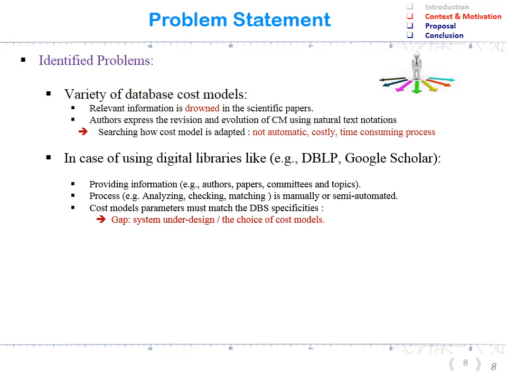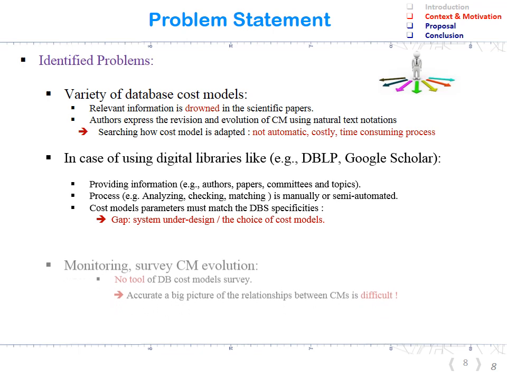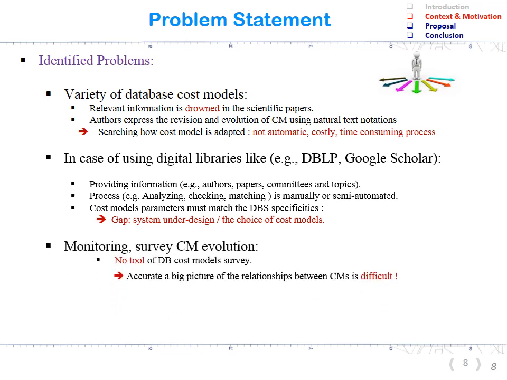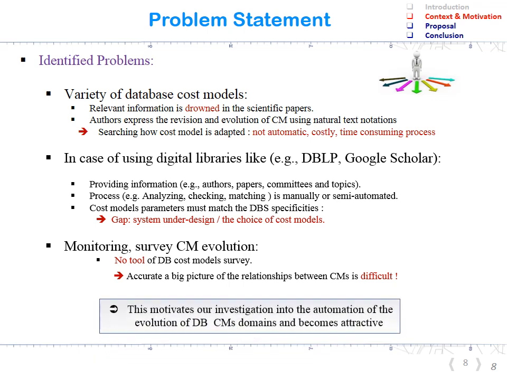Digital libraries like DBLP and Google Scholar help with scientific papers by providing information like authors, papers, committees, and topics. But for instance, one can only consult a cost model in order to see its chart, its signature, and its components. One needs to find the respective scientific papers, select, and compare them manually. For monitoring a survey of cost model evolution, there is no database cost model survey tool to provide the big picture and a mental image of the relationships between cost models. This motivates our investigation to assist the survey of the evolution of the database cost model domain.